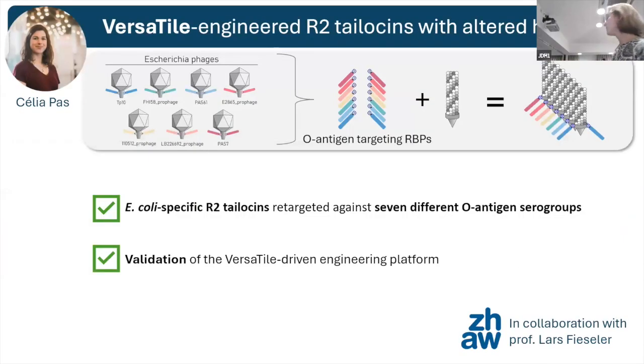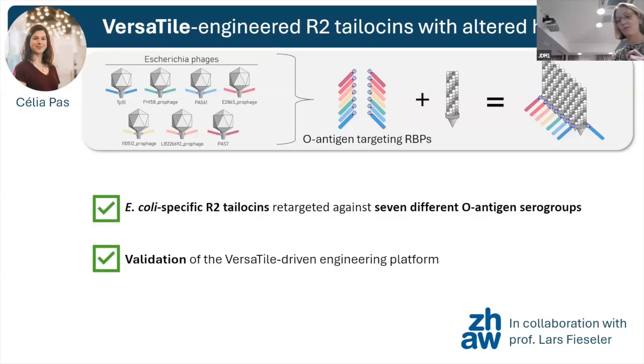So first, we took some receptor binding domains from Escherichia phages. They were targeting 7 different O-antigen serogroups. And so a different color is a different serogroup. And we successfully grafted them in the R2 tailocin scaffold. So from this, we could simply conclude that the VersaTile-driven engineering platform was working.